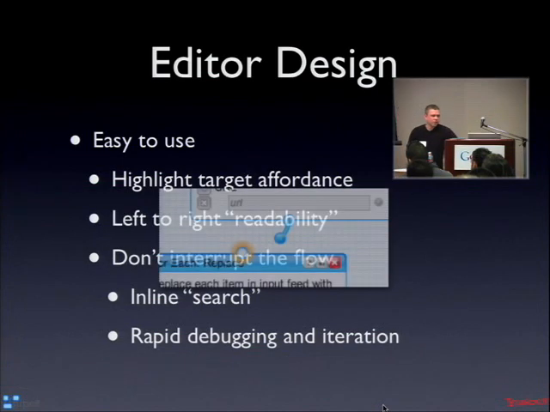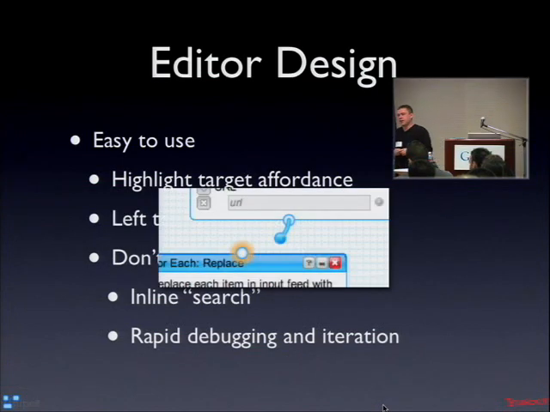So we did this in a number of ways. One was to highlight target affordance. When you're dragging the lines around, the lovely curvy lines, you're not just randomly connecting them to different terminals and hoping it'll work. It actually shows you the valid terminal types that you can connect to.